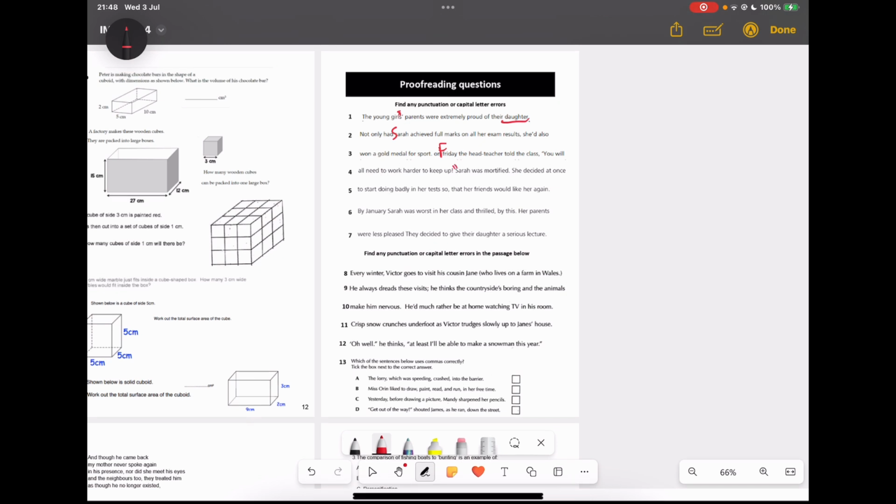Sarah was mortified. She decided at once to start doing badly in her tests so that her friends would like her again. So this one, you have to remove the comma. By January, Sarah was worst in the class and thrilled by this. So this is removing the comma again. Her parents were less pleased, and there should be a full stop after that, because then it's a capital T in they decided to give their daughter a serious lecture.